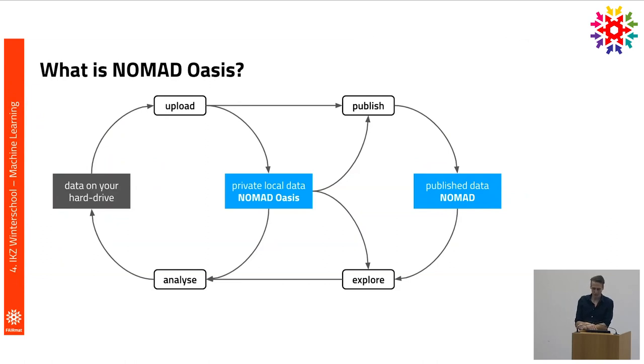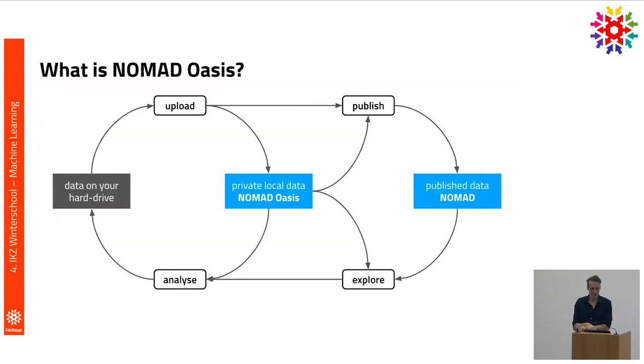And then, of course, from your local Oasis, in the future, we want to have functionality that allows you to take this information, once you're ready and say this can be published, and put it onto the public NOMAD. Yeah. So at the moment, we are basically developing both things further. There are a few versions of the NOMAD Oasis that a couple of research institutes and partners are already using, but it's still kind of work in progress.